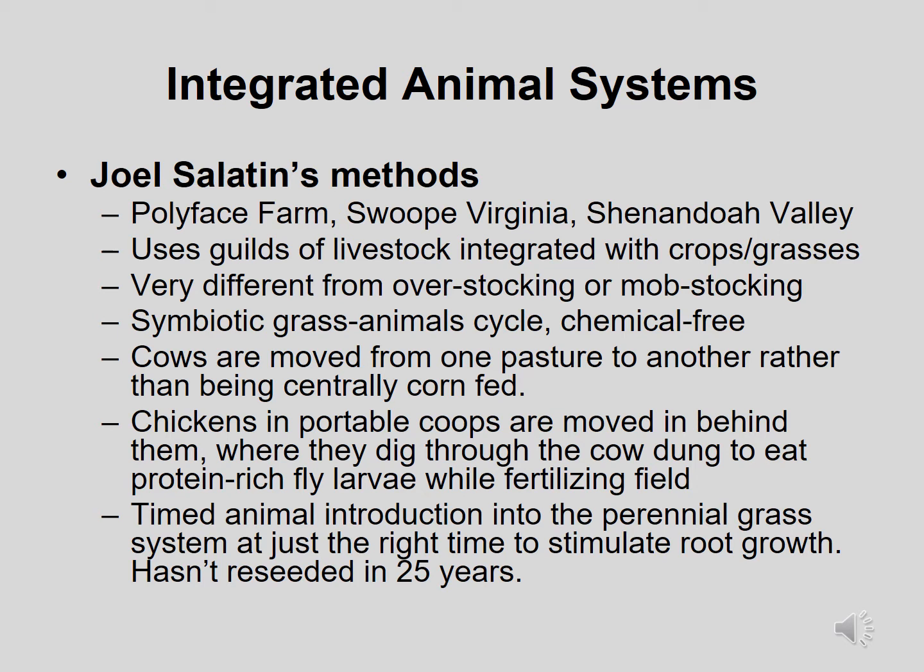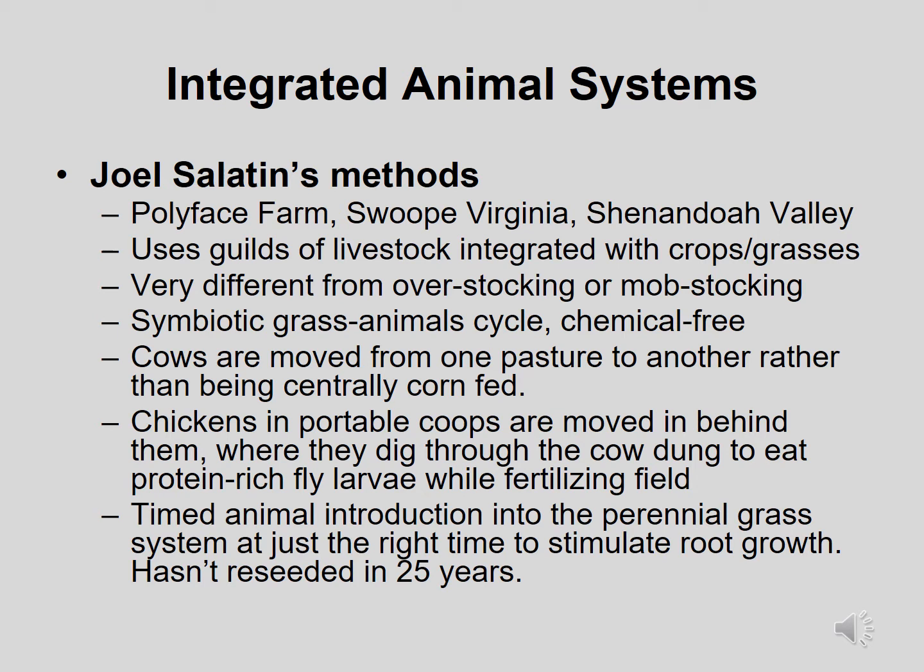Well, Joel Salatin is looking at different types of grasses and animals that will live and help each other out, so to speak. It's very different than overstocking a pasture with animals and then having to feed them from some trucked-in source, or called mob stocking. It's more of a symbiotic grass-animal cycle that's chemical-free.